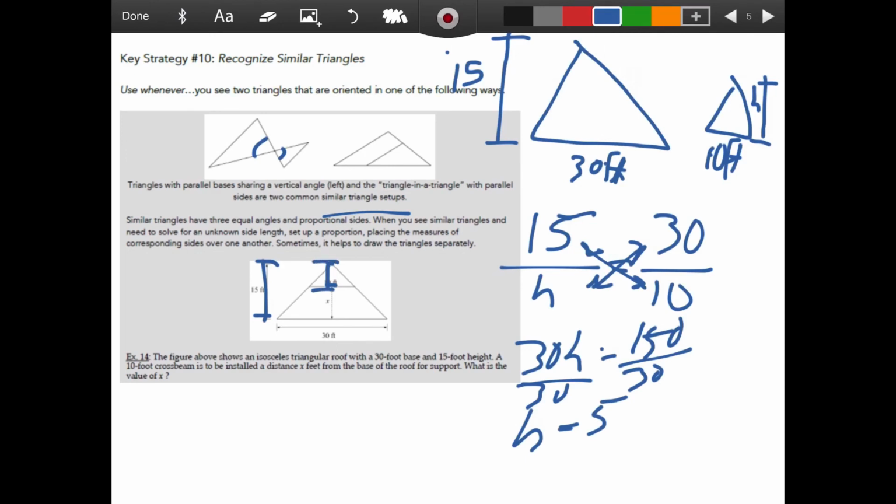If this were a multiple choice question, I can guarantee that the height or 5 would be a choice. We want to know this value of x. If this is 5, 15 minus 5 is 10. So that value of x is 10.